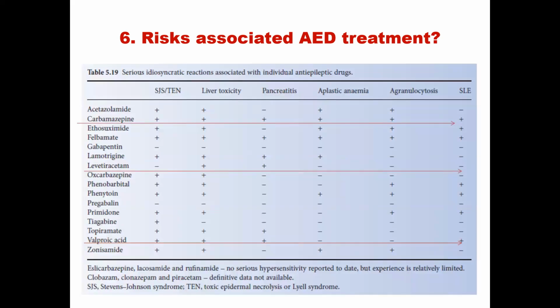Next. So again, this is the side effect chart. Most of the anti-epileptic drugs will cause skin reactions, liver toxicity, pancreatitis, bone marrow suppression, and lupus-like symptoms. So before starting the drugs, you see this chart. If the patient has pre-existing illnesses, better avoid the corresponding drugs. Okay, next slide.